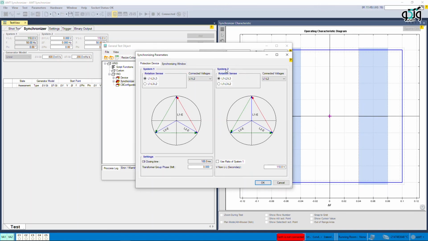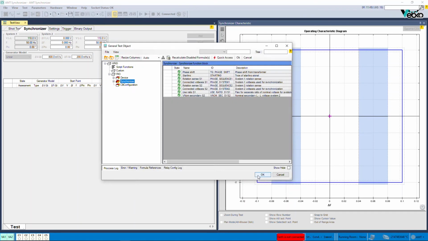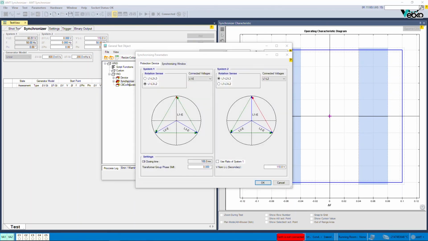Note that system number 1 is an infinite bus and system number 2 is a generator that needs to be connected to the grid. An important point is that when the system phases are wired as ACB, it is necessary to select L1, L3, L2 radio button. Also, if connected voltage on any of the phase to ground states is selected, the voltages of systems 1 and 2 are displayed in test view in form of phase to ground.